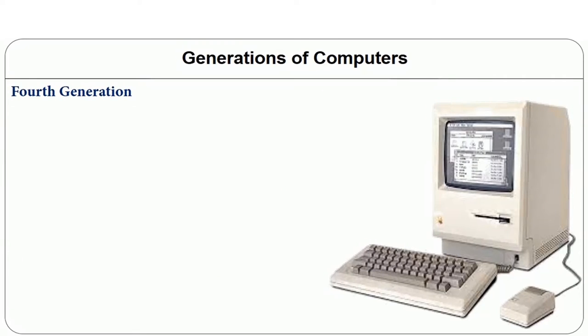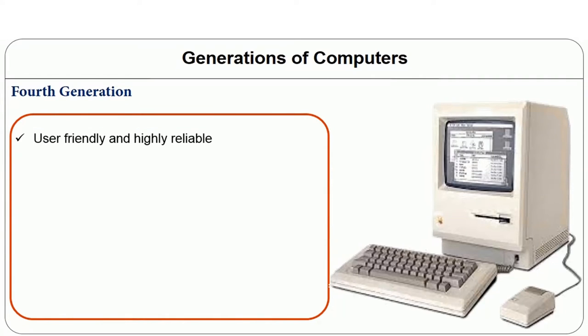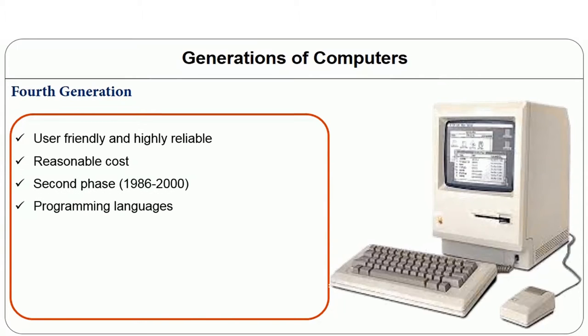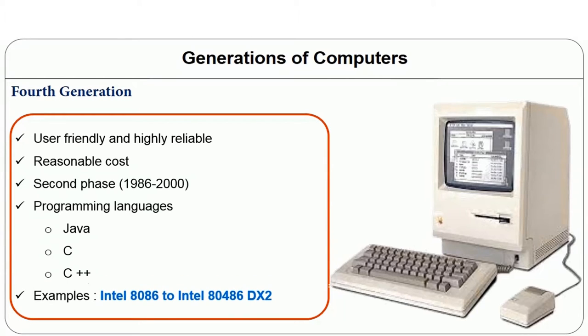These systems became user-friendly and highly reliable. The effective cost of computing came down. Second phase of fourth generation is in between 1986 to 2000. And this is the age when various programming languages like Java, C++, etc. evolved along with computer networks. Intel 8086 to Intel 80486 DX2 are examples of fourth generation computers.